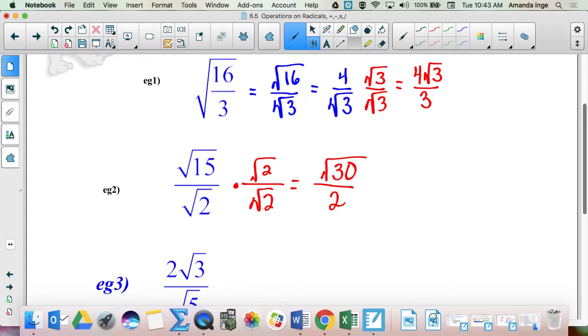Everybody good to go so far? You put the square root of 2 over the square root when you multiply. Okay, that number you figure it out.